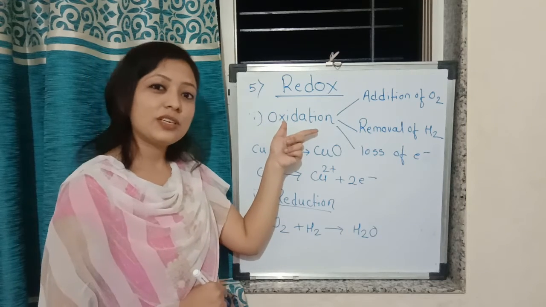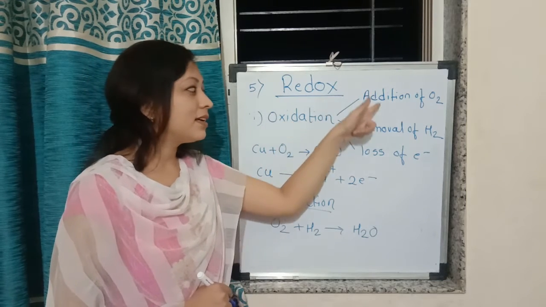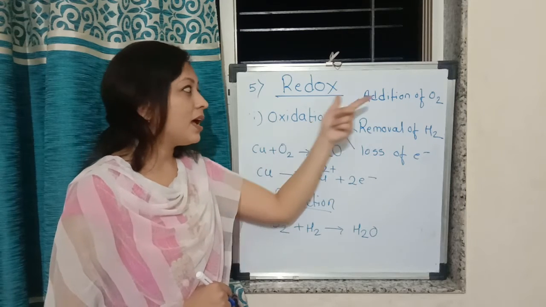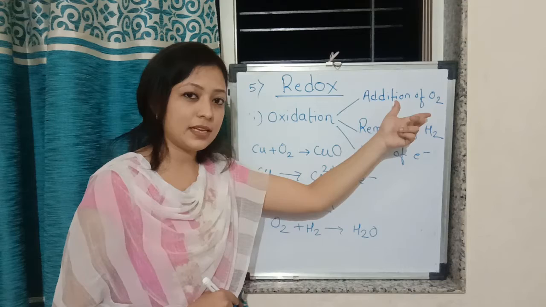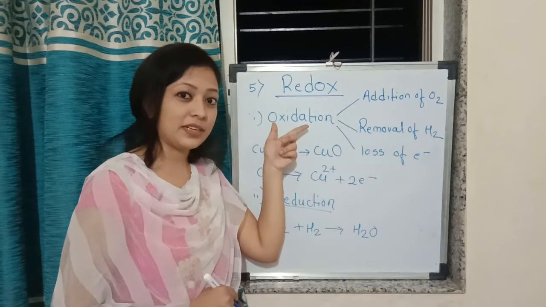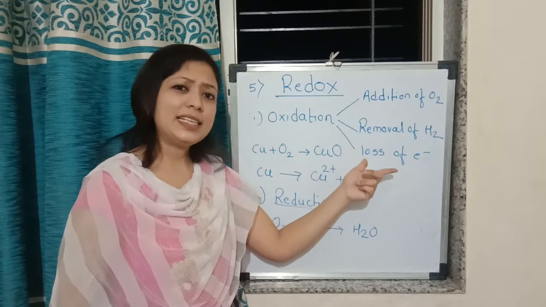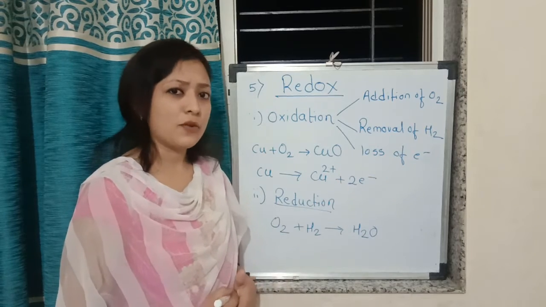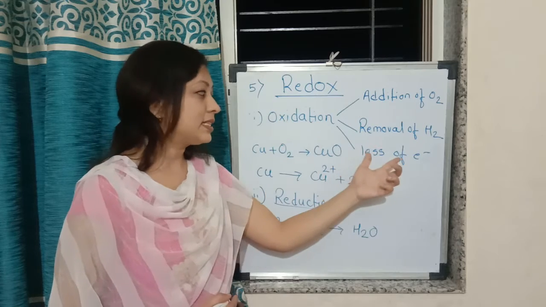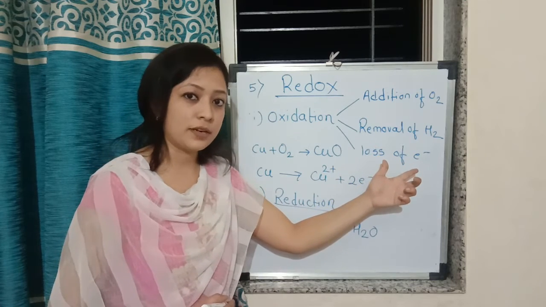So oxidation we can define in three different terms. Oxidation means addition of oxygen. Removal of hydrogen is also known as oxidation. And in terms of losing and gaining of electrons, oxidation is the process where the substance loses electrons.